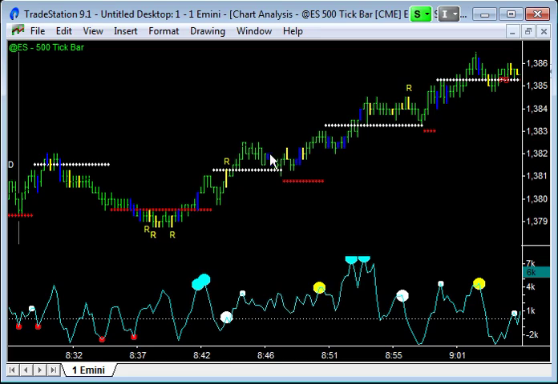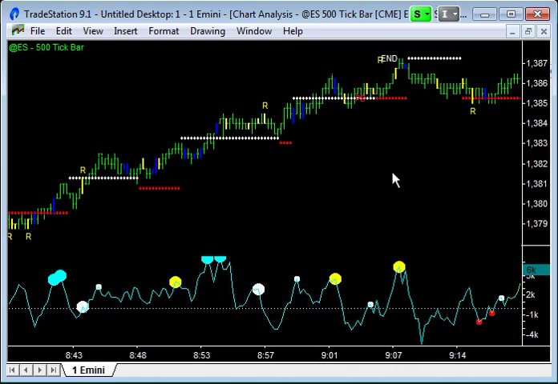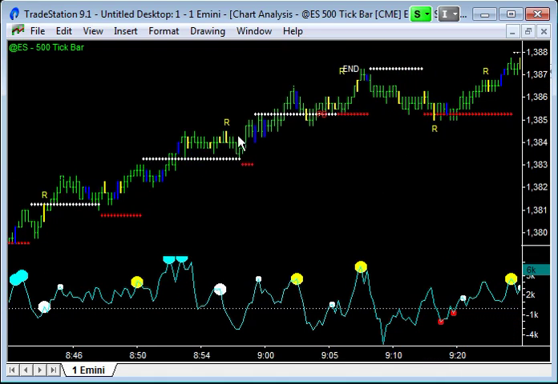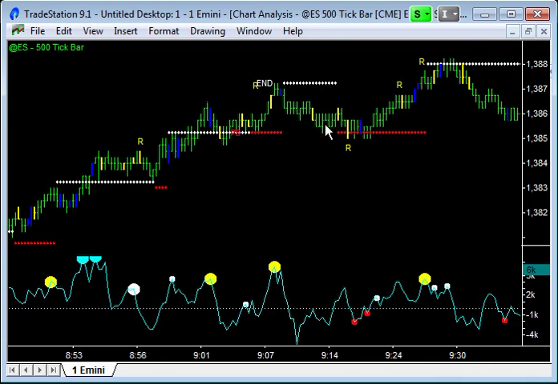Not much in terms of professionals buying this dip, if anything. They weren't taking profits on the way up here. If anything, they were buying that little dip there. We continue on here. No confirmation in terms of other patterns, but the support level holds here.